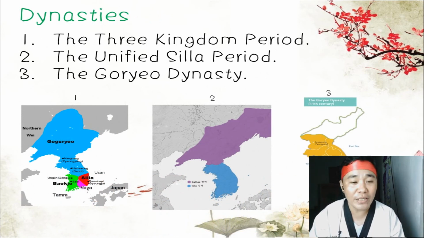There were 3 dynasties in the ancient time of Korea. First, the Three Kingdoms period, followed by the Unified Silla period, then the Goryeo dynasty. And we're going to talk about the arts during the different dynasties.